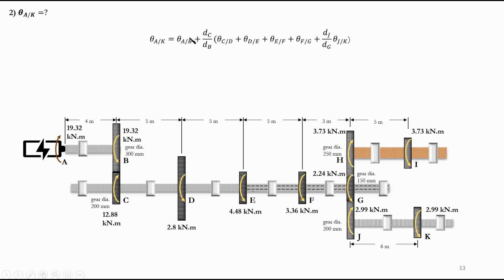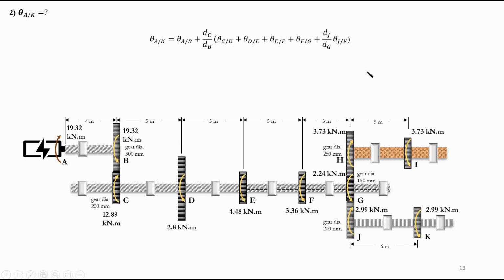So I have theta A with respect to B plus DC over dB, multiplied by all the rest of the angles of twist that I'm going to calculate. So I open the parentheses, and I'll say theta C with respect to D, plus theta D with respect to E, plus theta E with respect to F, plus theta F with respect to G, plus, again, the same: next diameter over the current diameter. Next diameter, dJ, over the current diameter, multiplied by theta J with respect to K. Now I am able to close my parentheses.